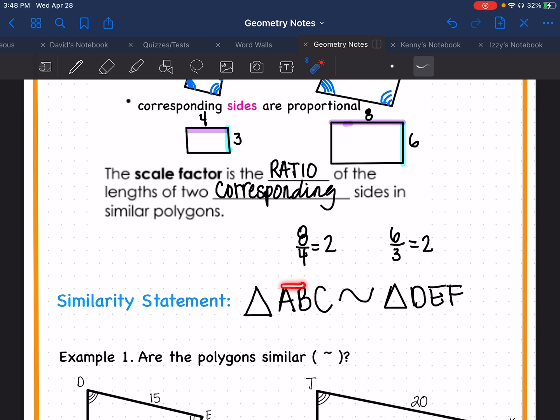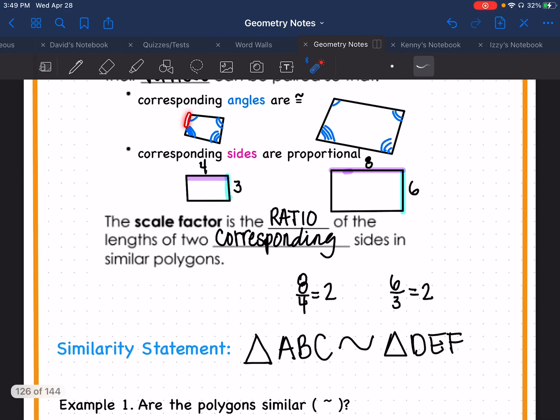Also, I can pair them up for the sides. A and B are going to pair up with D and E. B and C are going to pair up with E and F, and then of course AC is going to pair up with DF. Now what I like to do is I actually like to mark the picture first with the angles because then I can pair it up with angle marks. I can simply see that this side here is going to correspond to this side here because I have 1 and I have 4. I have 1 and I have 4.